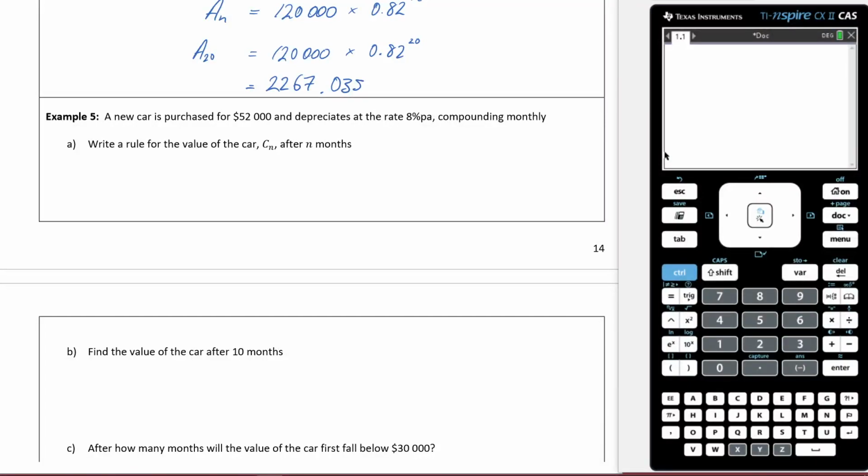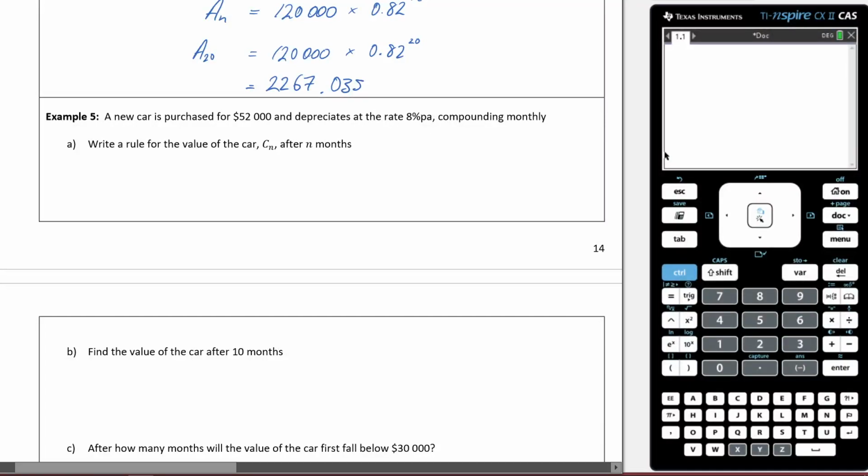All right, in the previous video, I gave you a lot of background on this example, hopefully just to help you work your head around what exactly is going on. What I now want to do is go through how to answer it far more quickly. It says a new car is purchased for $52,000. It depreciates at a rate of 8% per annum, compounding monthly. Write a rule for the value of the car, C_n, after n months.